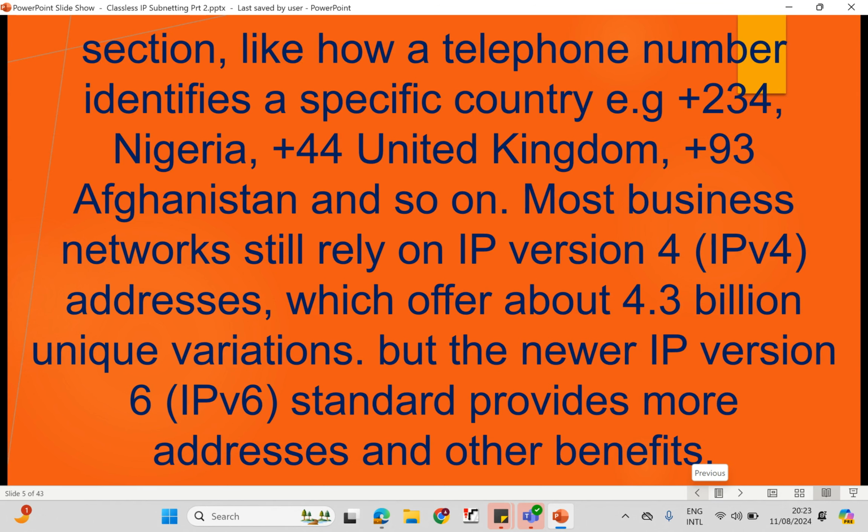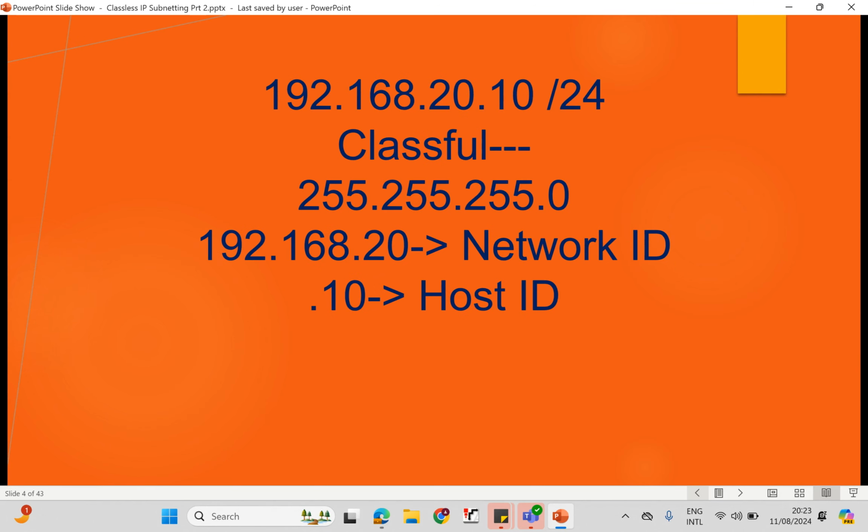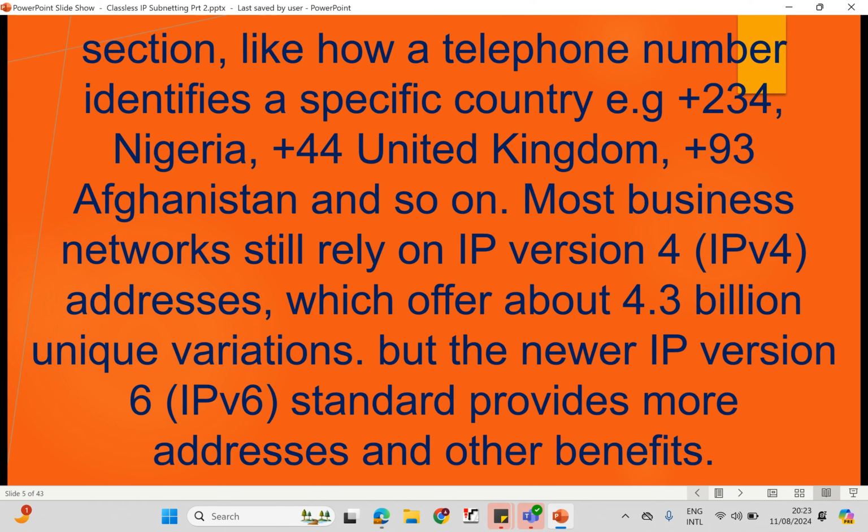The same way, the network ID is talking about the country the call is coming from. But after you have seen 234, you will now see another number, which is the number of the person calling. We could still go further by saying, apart from the person calling, what provider is he calling from? Is he using MTN? Is he using Airtel? Is he using Etisalat? So these are ways we can explain network and host.